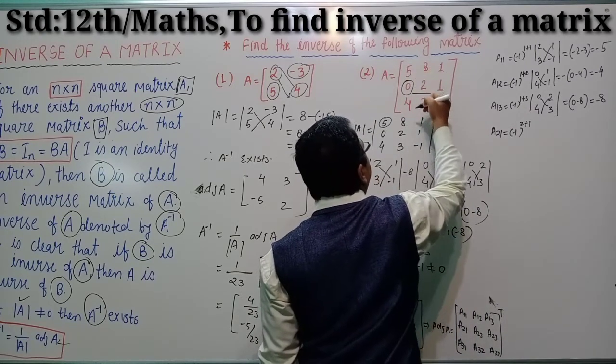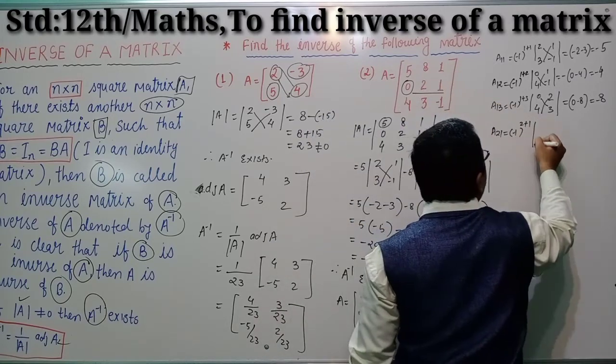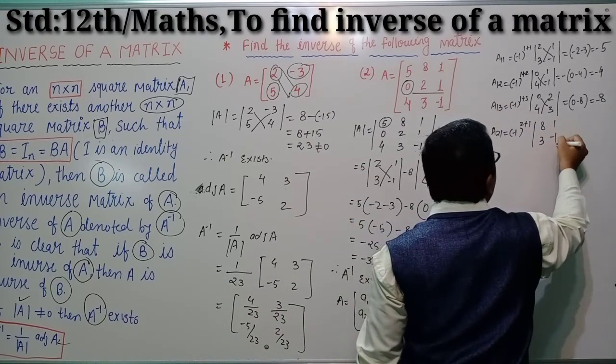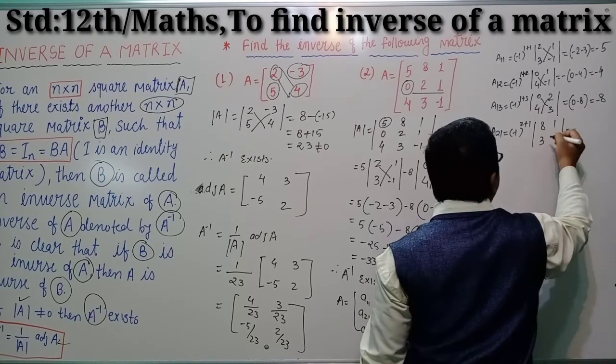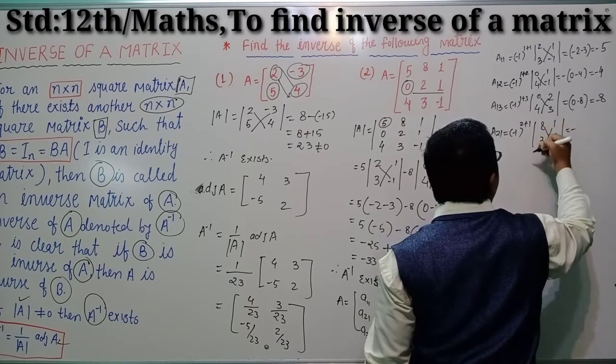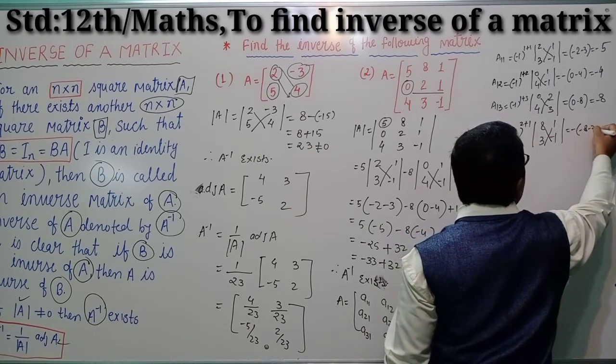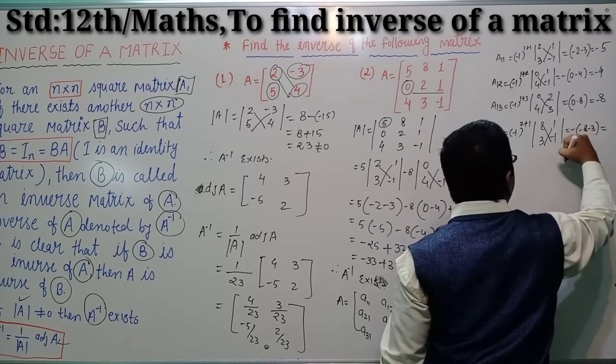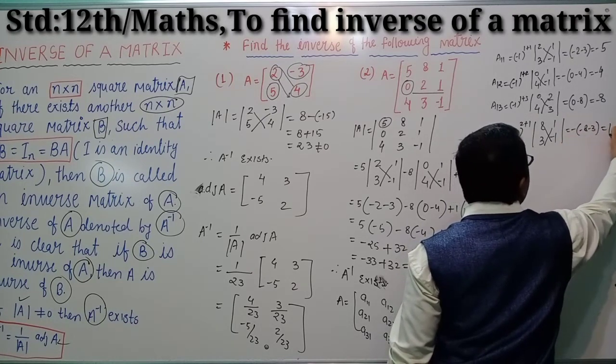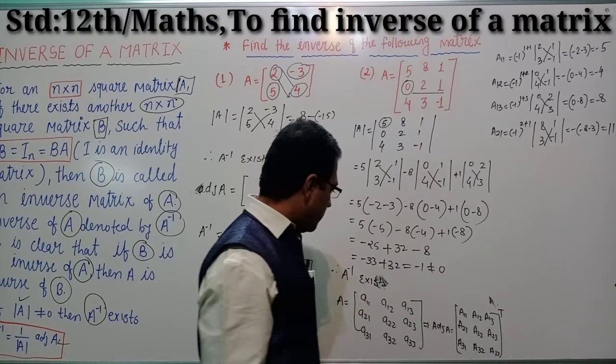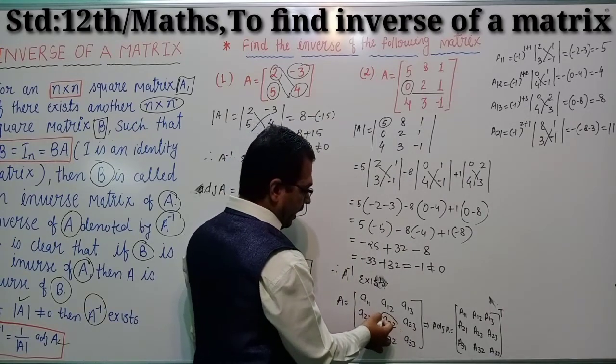So writing 8, 3, 1, minus 1. So there will be minus, cross multiplication, minus 8 minus 3, so minus 11 into minus, plus 11. Okay. Now cofactor of A22.